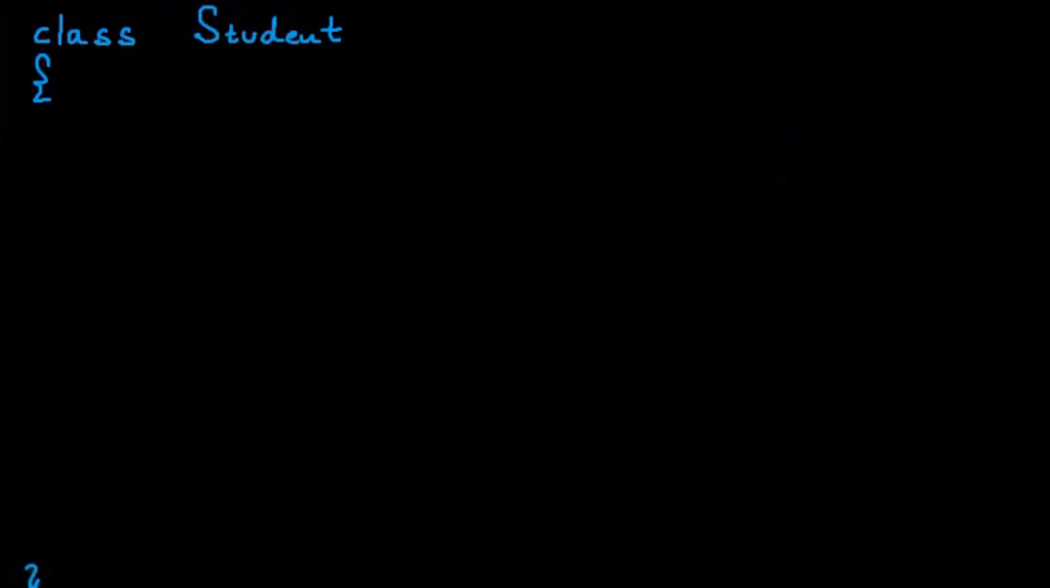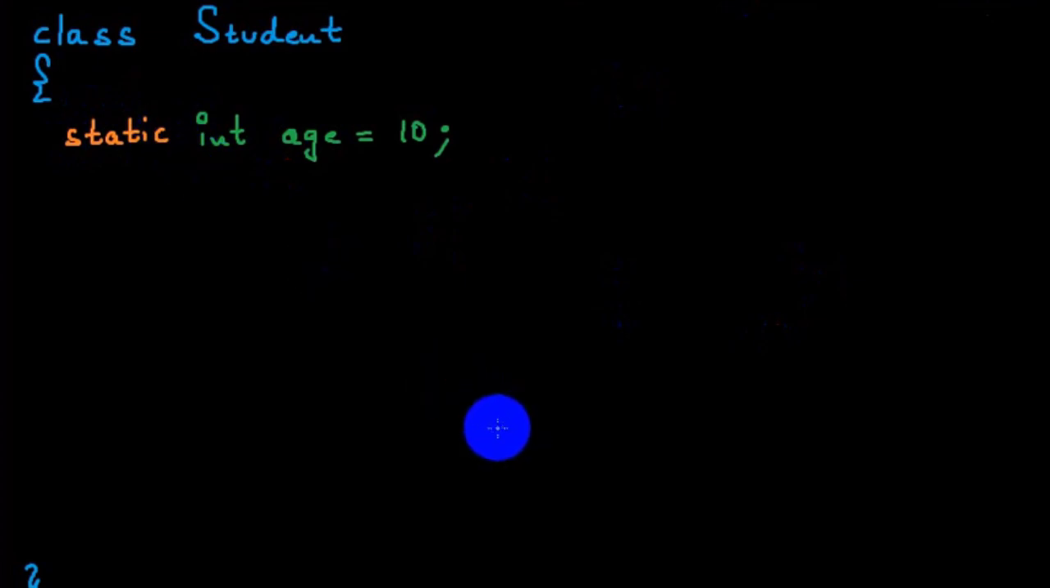Now in this respective class, I will have one variable: int age equals 10. As of now, is it a static variable or a non-static variable? You'll tell, sir, it's a non-static variable. Why? Because we have not specified the keyword static. So therefore, I specify the keyword static. Now, is it a static variable or non-static variable? Now, it is a static variable. So in Student class, we have a static variable called age here.